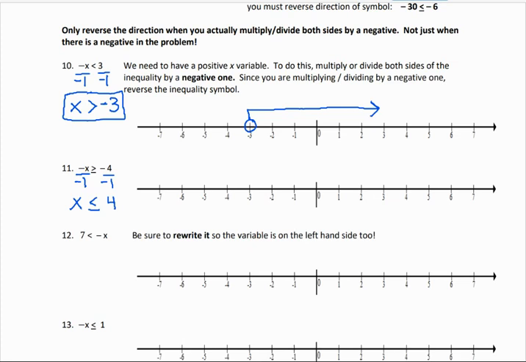What type of circle will I have to graph? Open or closed? Closed, because it's saying less than or equal to. See the line underneath? That means I'm included. So closed circle. And I'm less than, right? And we can see the arrows pointing to the left. So there we go.